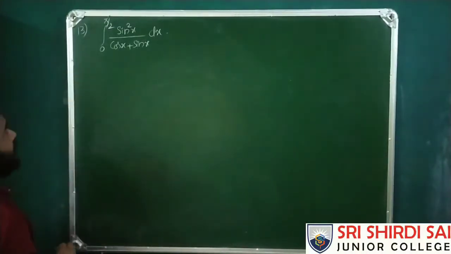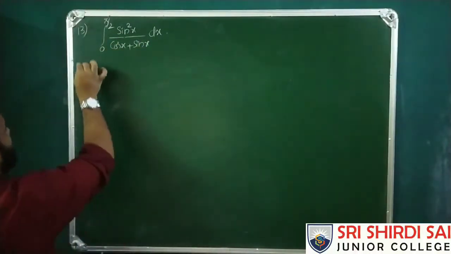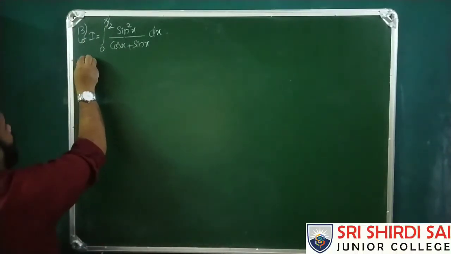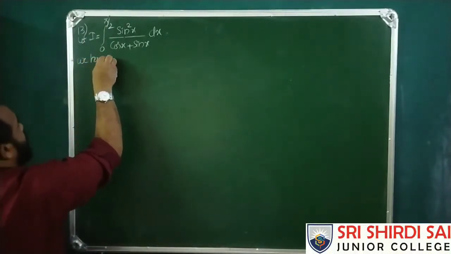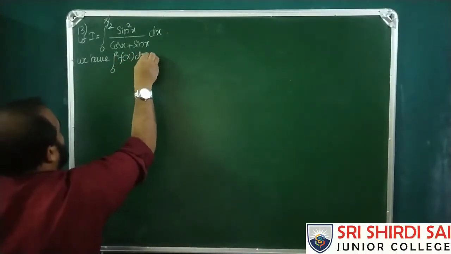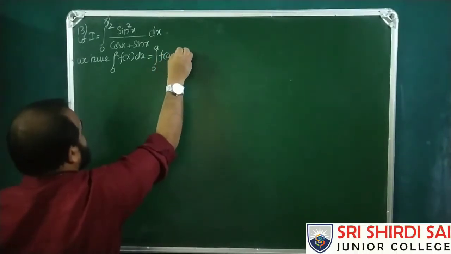So the next question is integral 0 to pi sin square x by cos x plus sin x dx. As usual, let I is equals to. So applying the property, we have integral 0 to a f of x dx is equals to integral 0 to a f of a minus x dx.